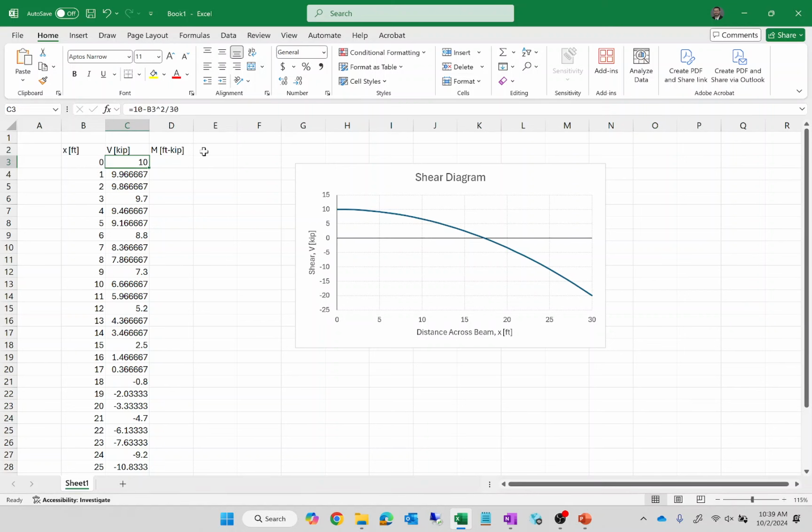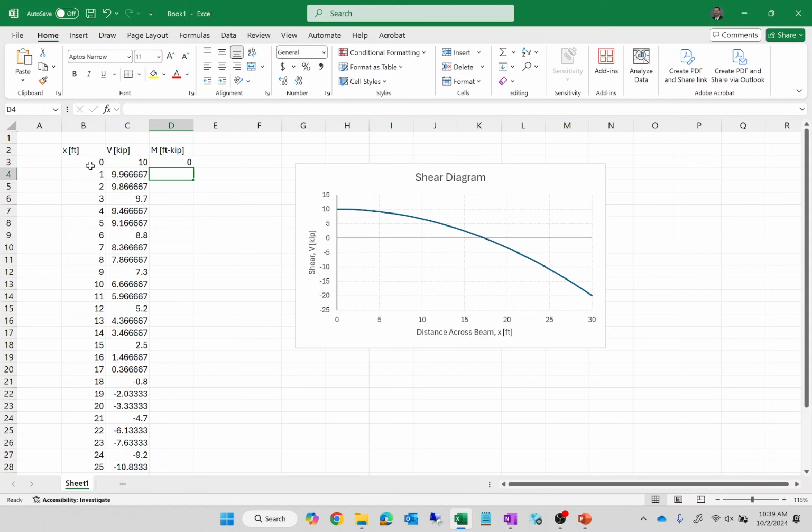Okay, so here's my function for shear, right? 10 minus x squared over 30. Now, how am I going to do moment? I'm going to do this, right? 10x minus x squared over 90. Or, sorry, x cubed over 90. So equals 10 times the x column minus the x column cubed over 90.